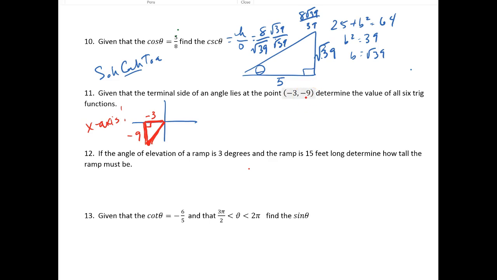Now I'm going to do the same thing. I'm going to go ahead and find the hypotenuse because I'm going to need that to do all 6 trig functions. So the hypotenuse will be 9 plus 81 equals c squared. So I'm getting the square root of 90, or that breaks down to 3 root 10. So I'm getting a 3 root 10 for my hypotenuse, and now it wants me to do all the trig functions. So let me go ahead and list them out. Sine, cosine, tangent, secant, cosecant, cotangent.